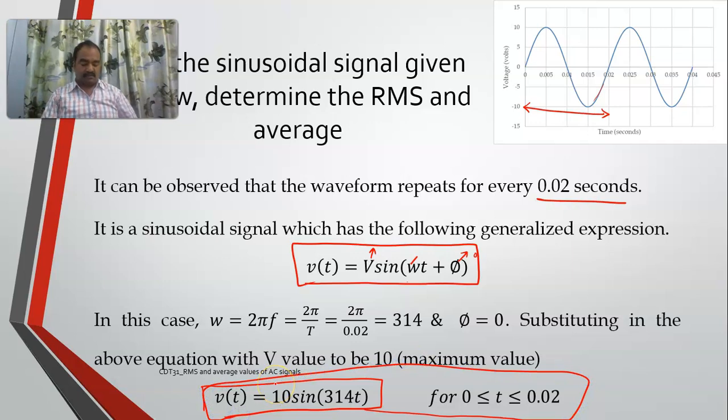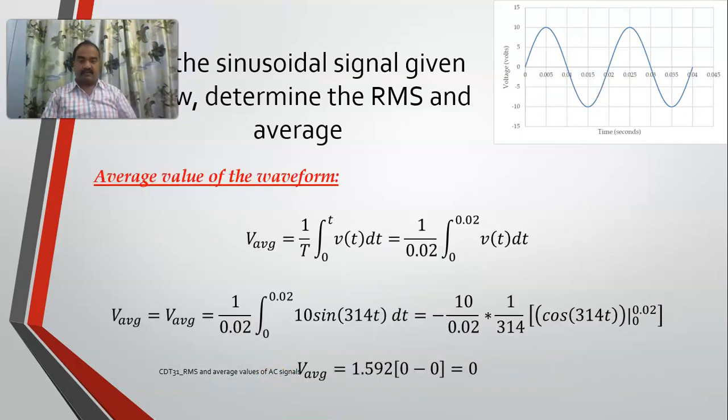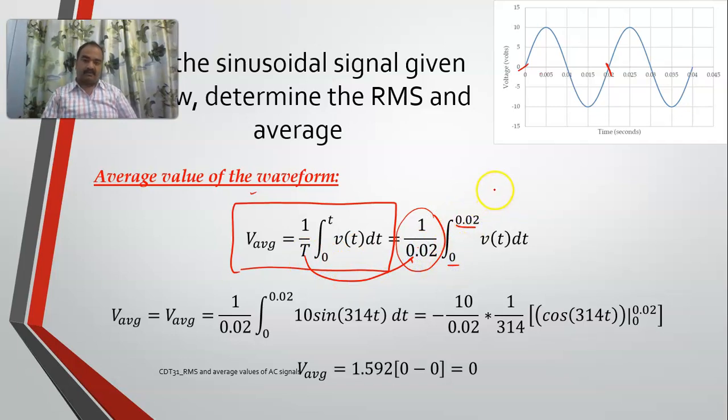Once I have it, I'll move on to determine the average value of the waveform. You know the average value of the waveform is 1 by T integral 0 to T of V of t dt. So I am taking the time period as 1 by 0.02. The conduction time 0 to 0.02 is the entire time for one cycle, which I am considering now. From 0 to 0.02, it is following the sinusoidal pattern, so I'll write the sinusoidal equation, which is 10 sine 314t.